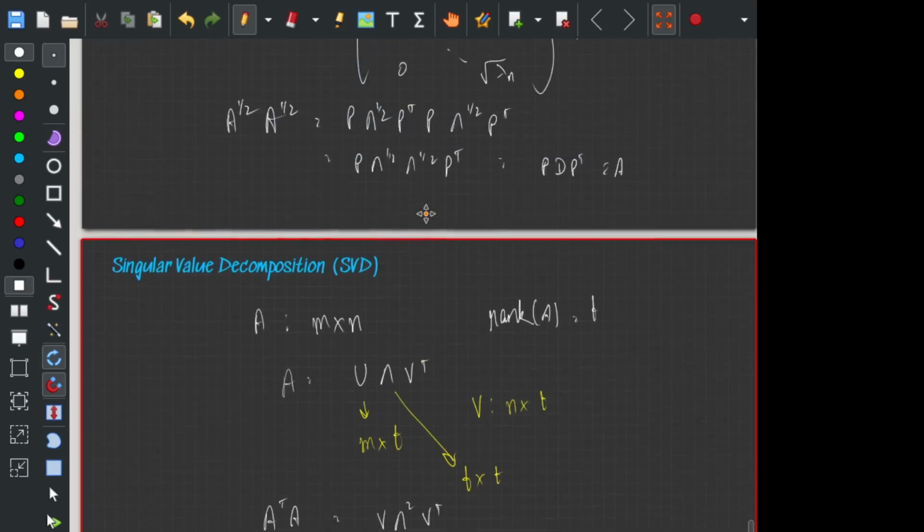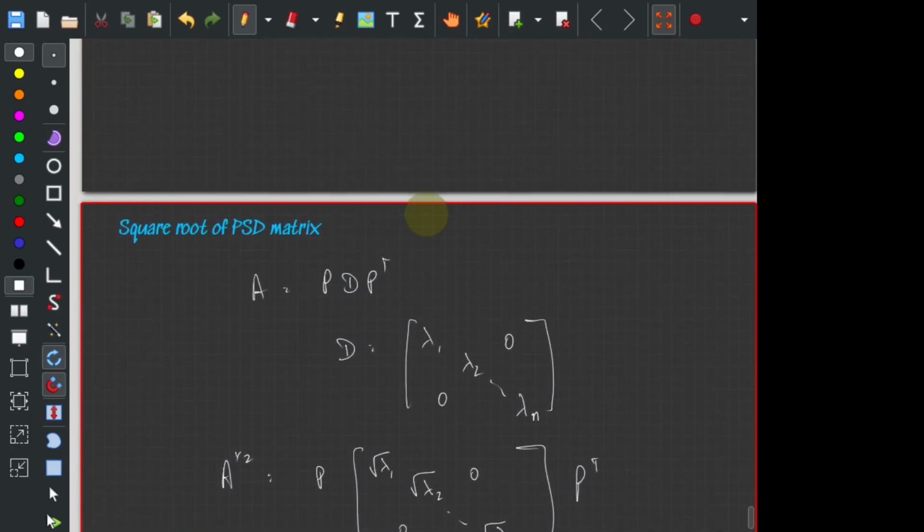And that was really one of the original motivations of doing diagonalization itself. Suppose I want to find A to the 100. How do I do this efficiently? Computing A times A times A times A using brute force is a very inefficient approach.